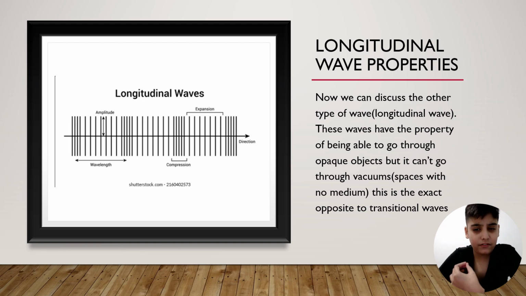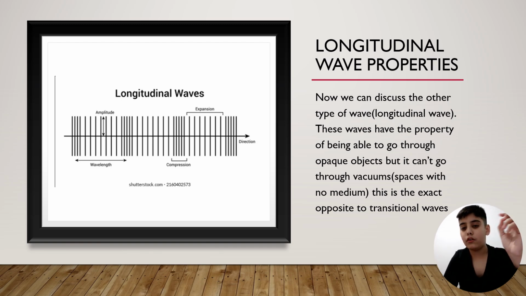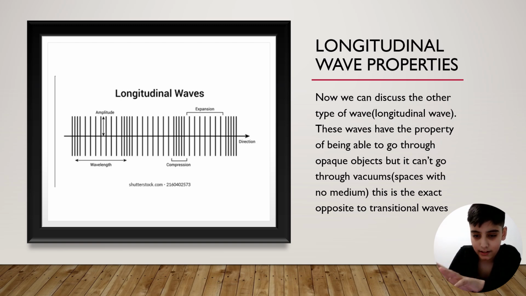For longitudinal waves, their properties are the exact opposite of transverse waves. So they can go through opaque objects, but they can't go through the vacuum of space. This is why, have you ever heard of the theory that you wouldn't be able to hear a scream in space? That is correct, because sound is a type of longitudinal wave. It can't pass through a vacuum. Space is a vacuum, as mentioned before. So you wouldn't be able to hear anything in space. It's just silence.